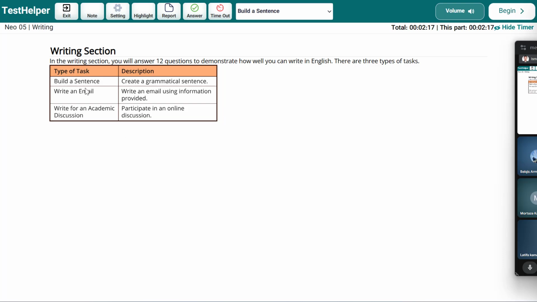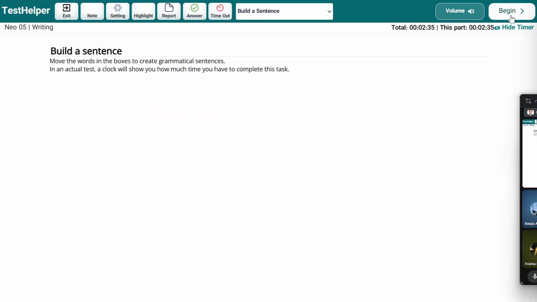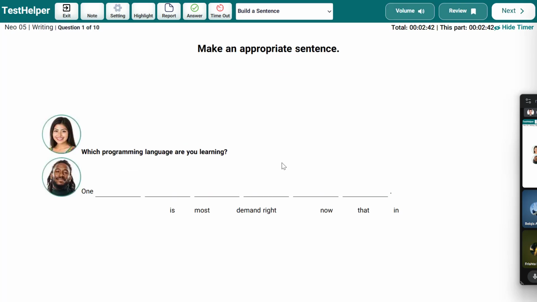The tasks are given here. We have build a sentence, write an email, and write for an academic discussion task. So tonight we focus on doing the three tasks that are available. We try to do the full writing mock test. So we'll begin with build a sentence.